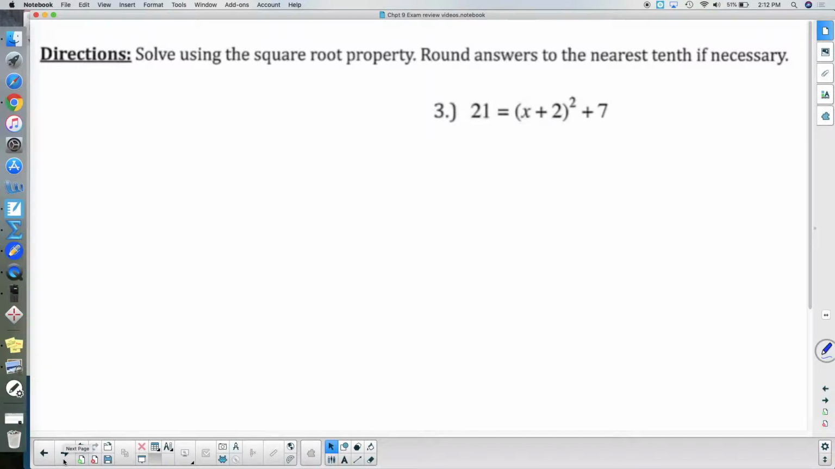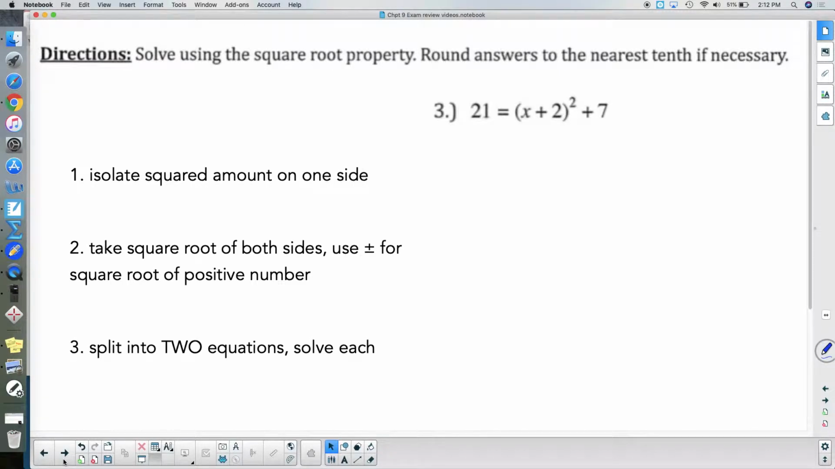So the first set asks you to solve using the square root property. The idea is that if we have an equation and we want to solve, we might be able to just take the square root of both sides if it's in a certain condition. So to check, we need to check that we isolate that squared amount on one side. When I look at number 3, it does not have a squared amount isolated. I see a squared amount in there, I see that x plus 2 quantity squared right here, but it's got a plus 7 with it.